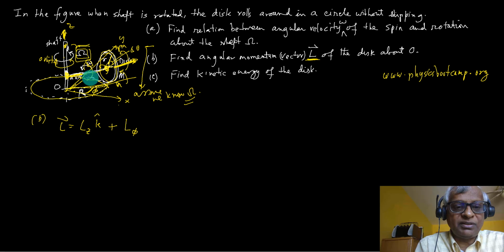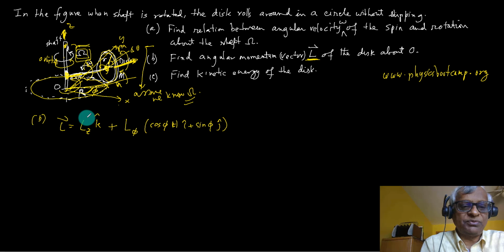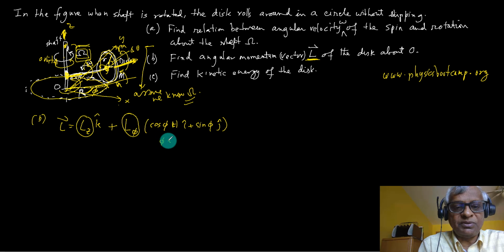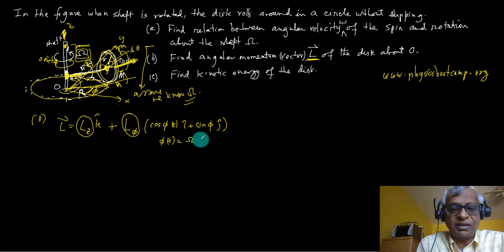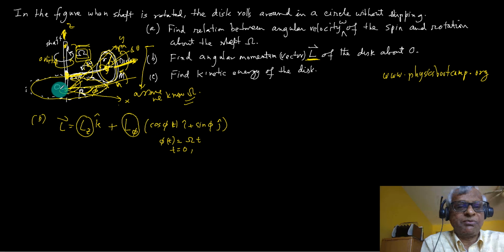and the unit vector along that direction will be cosine phi, which is, of course, going around in time, so phi is a function of time, I hat plus sine phi j hat. And now we need to figure out what these are. And what is phi of t? Phi of t depends on what t equal to 0 is, say omega t. So at t equal to 0, maybe it was pointed towards the x-axis.